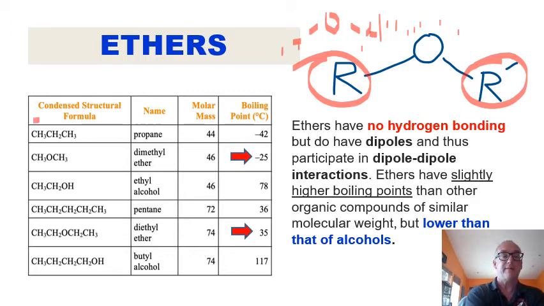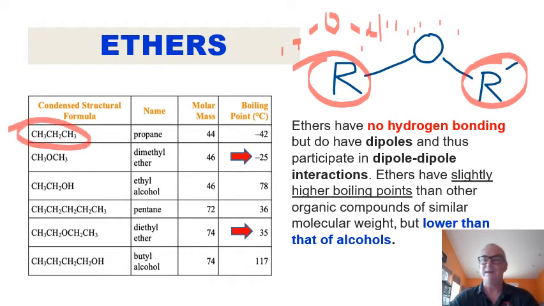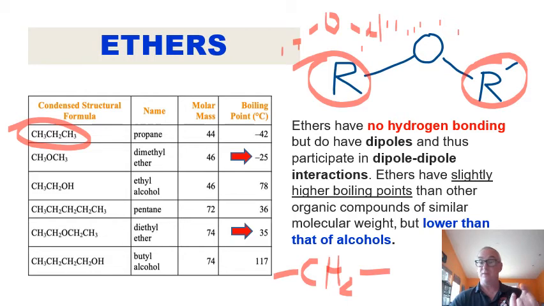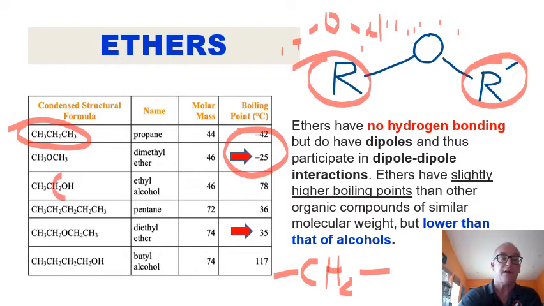For instance, here we got propane. We take out the methylene group, the CH2 group in the middle, and replace it with an oxygen. You can see the boiling point increases somewhat, but not nearly as much as if we added the ability to hydrogen bond by putting a hydroxyl group there. So they have slightly higher boiling points than similar sized molecules, but not nearly as much as alcohols do.